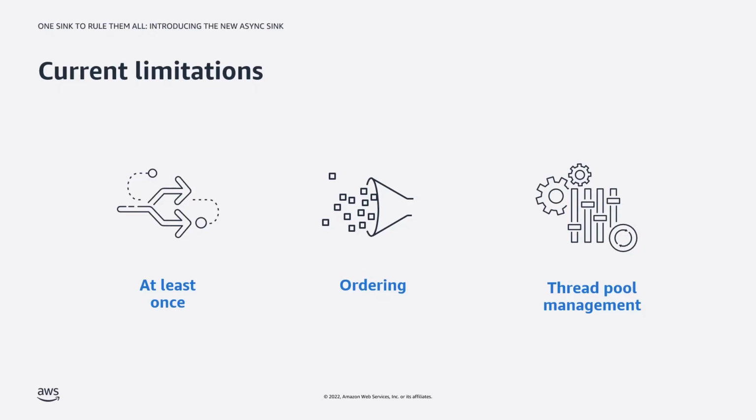And finally, thread pool management. You may have noticed in the demo that we were using the AWS SDK async clients, which have their own underlying thread pool, and we were also closing that down. So the async sink does not manage any thread pools for you. As a sink developer, you're in control of that. And if your destination does not supply an async client with thread pools, you would have to manage them yourself.